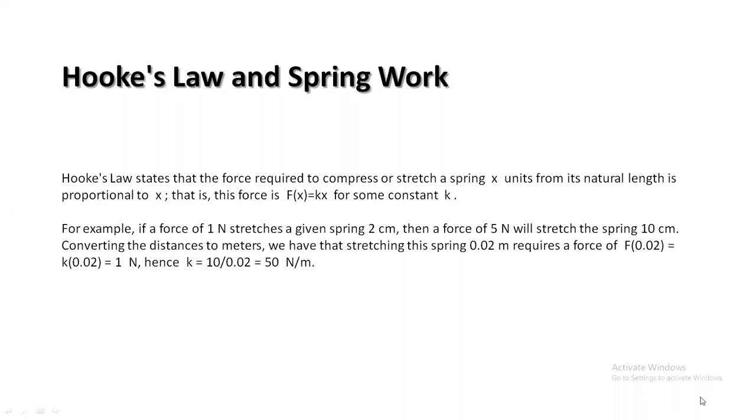For example, if a force of 1 Newton stretches a given spring 2 centimeters, so this is the corresponding change in the length of the spring, then a force of 5 Newton will stretch the spring 10 centimeters. Now, converting the distances to meters, we have the stretching of this spring 0.02 meters, requiring a force of the spring constant K and the corresponding change in the length, which is now in meters, 0.02. From this, we can solve for the spring constant, which is 10 divided by 0.02, which is 50 Newton per meter.